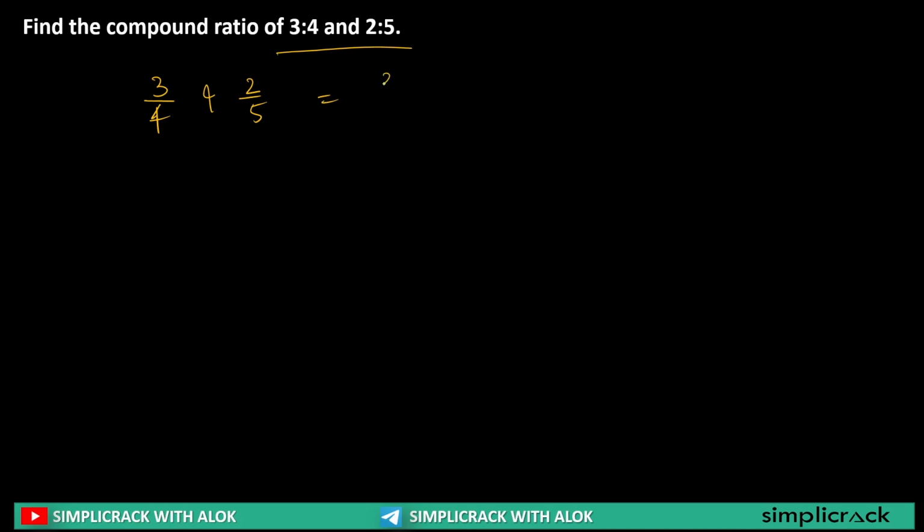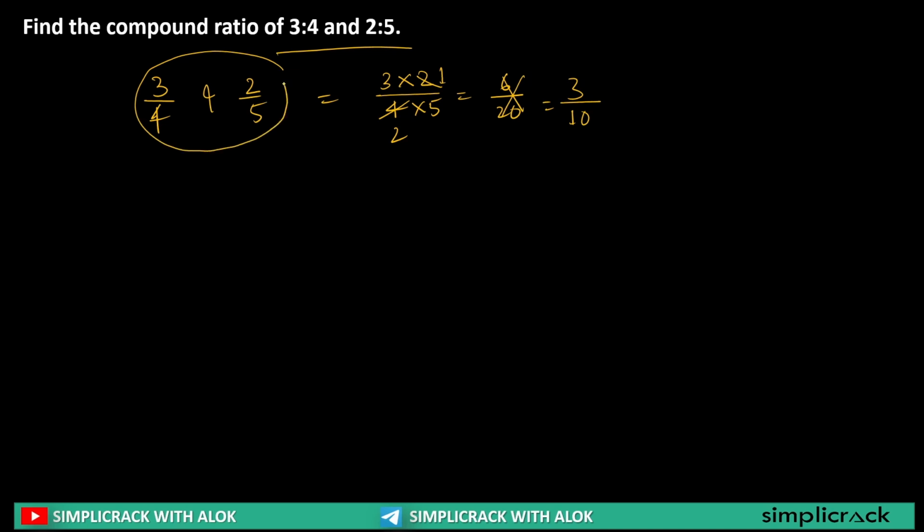So it will be 3 into 2, 4 into 5. So the compound ratio will be 6 by 20. Or what we can do, we can simplify this here. So 4 can be divided by 2, 2 can be divided by 2, I will get 1. So it will be 3 into 1, that is 3, and 2 into 5 is equal to 10. So the compound ratio of 3:4 and 2:5 is 3 by 10.